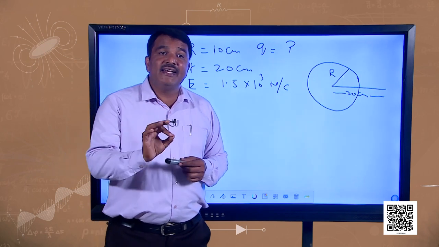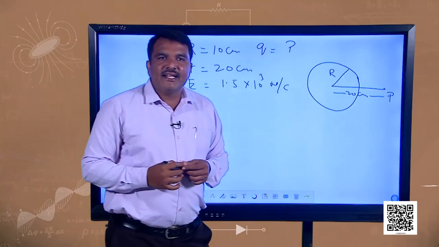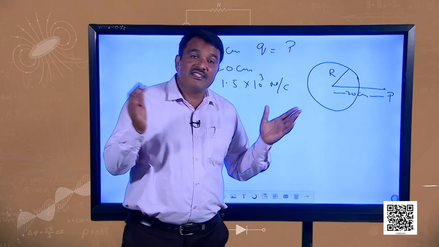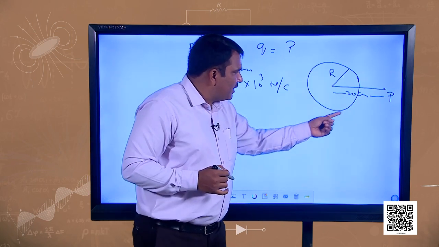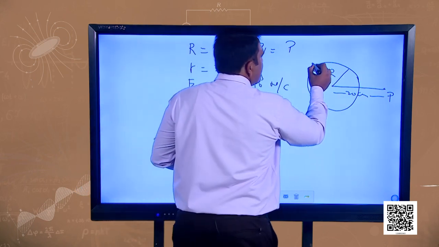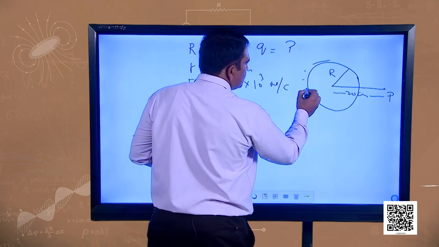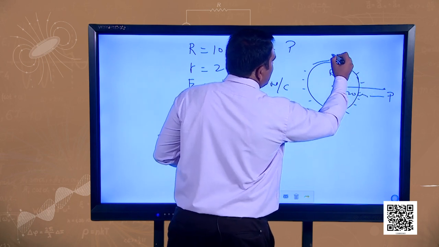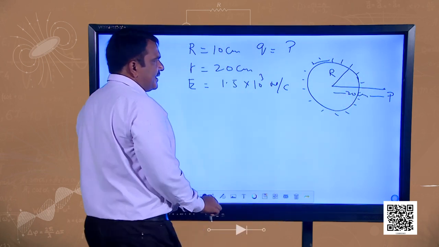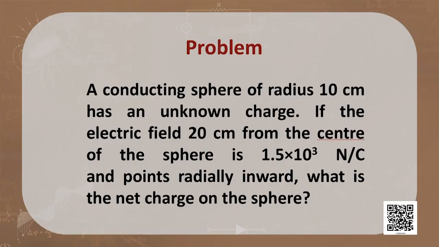and this electric field points radially inward, and because electric field at this point is pointing radially inward, what does it mean? It means the sign of the charge on the surface of the sphere is negative. Charge on the surface of the sphere is negative. Now, you have to find the amount of charge on the surface of this sphere.